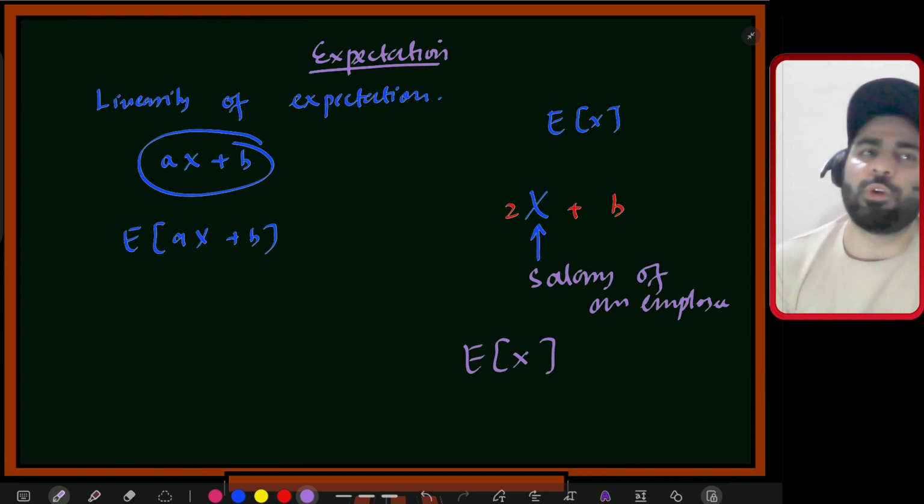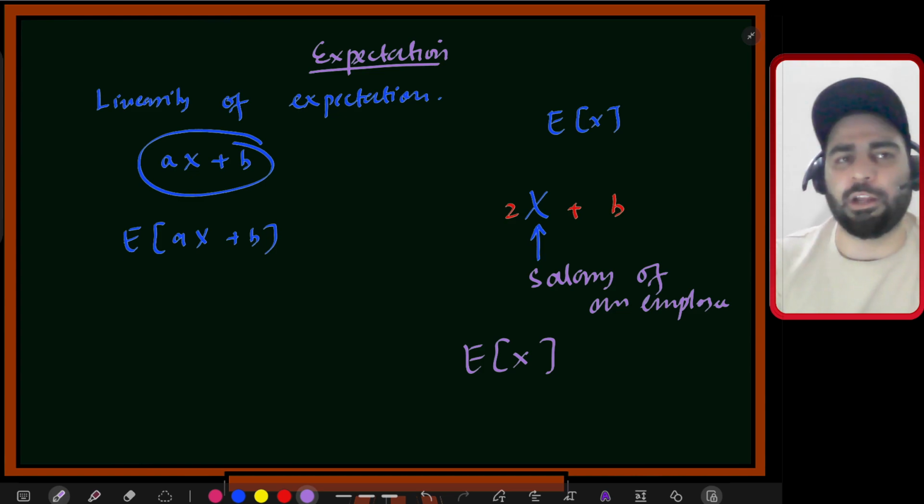Let's suppose Google will have a high expectation. Google will have, let's suppose, a salary of 30-40 lakhs. The average salary, the expectation of X, will be 30, 40 lakhs. There will be people who will get more than 2 crores or something.